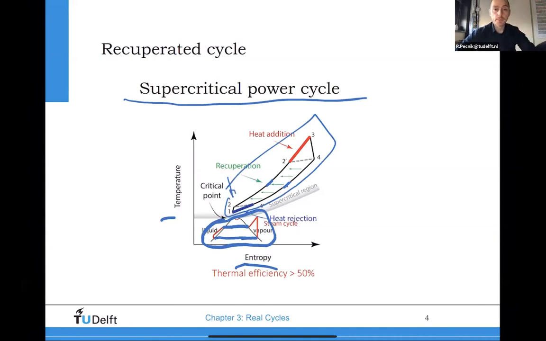a recuperator. I would need to switch my screen share, just 1 second.